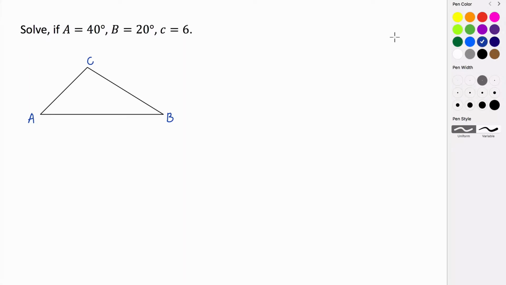Note that this is not really drawn to scale. So angle A is 40 degrees, angle B is 20 degrees, and we're given that side length C is 6. So what kind of triangle are we dealing with, and is it one that we can use law of sines to solve? Well, we're given two angles and the included side, so that's an angle side angle triangle, which is one of those three types of triangles that we can use law of sines for. So we are going to use the law of sines.